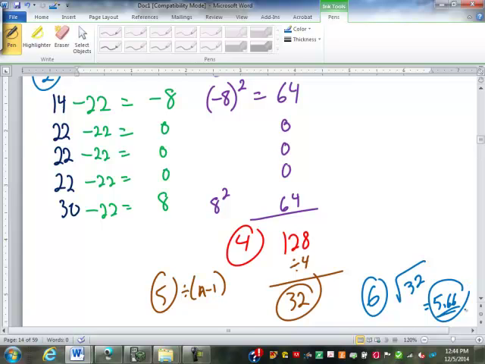Any questions on standard deviation? It's a long process, but it's not that bad. On the test, I would never do more than 7 or 8 numbers. I'm not going to give you a list of like 20 of them and tell you to do it.